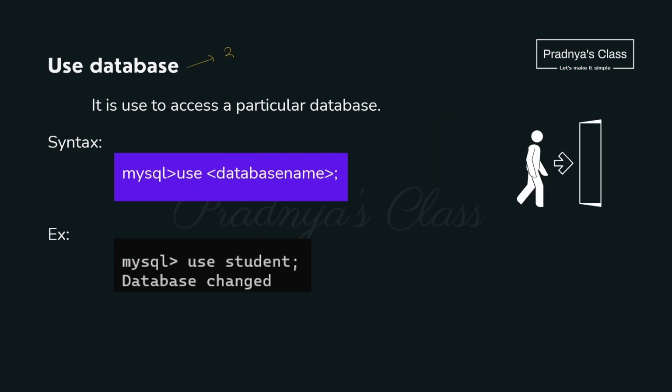Moving ahead to the third command, use database. To access a particular database, we will be using the use database command. We created the student database. Now we want to access it. To access it, we will be using the use command. Using this command, you are in this database.